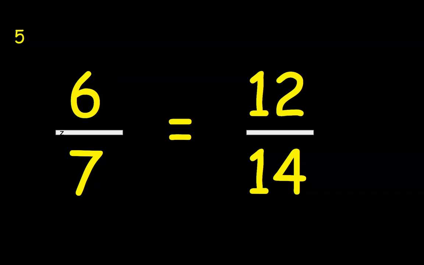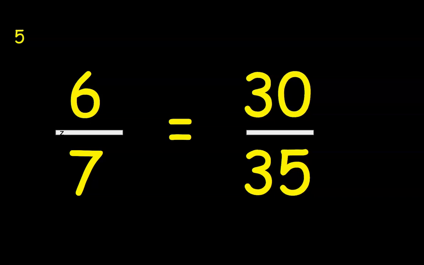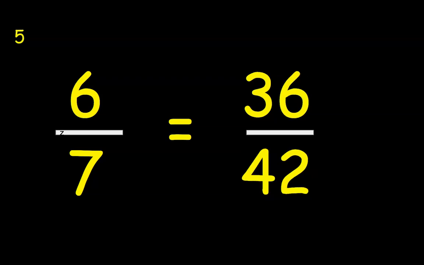First one, 12/14. I multiplied by 2 halves. 18/21. I multiplied by 3 at the top and 3 in the bottom, which is 3/3. 24/28, I multiplied by 4 at the top and 4 at the bottom. 4 quarters. I multiplied by 5/5, 5 at the top, 5 at the bottom, and I get 30/35. And my last one, although there are many more, I multiplied by 6/6, which gives me 36/42.